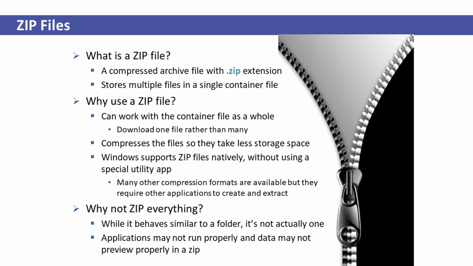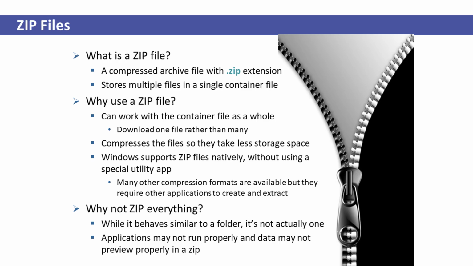When I talked about file extensions, I mentioned the file extensions that are used for archive files. One of the types is .zip, or zip files. It is very frequent that you will hear people talking about zip files because for Windows, of all the archive types, it is the most common. So what's a zip file? It's a compressed archive file with the .zip extension, and it stores multiple files in a single container file.